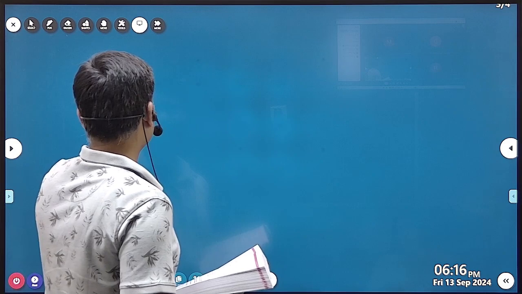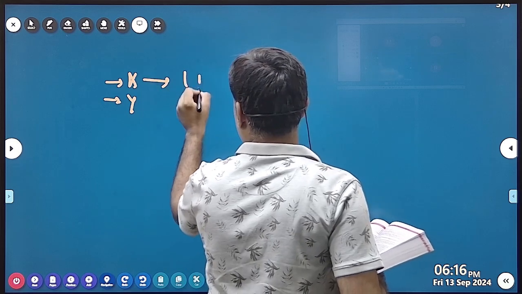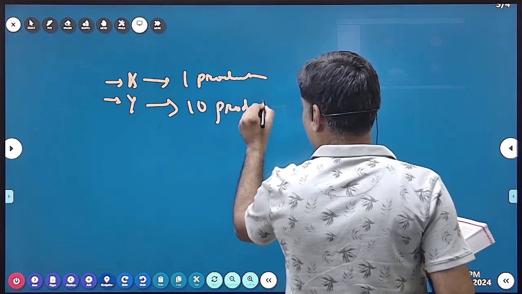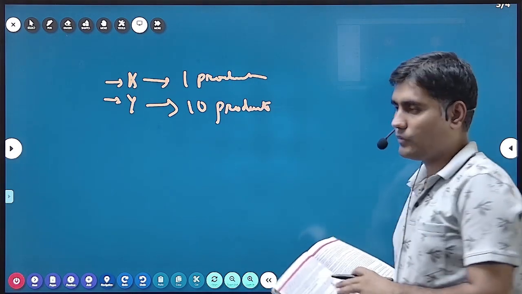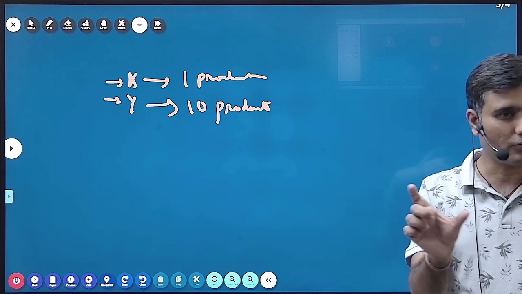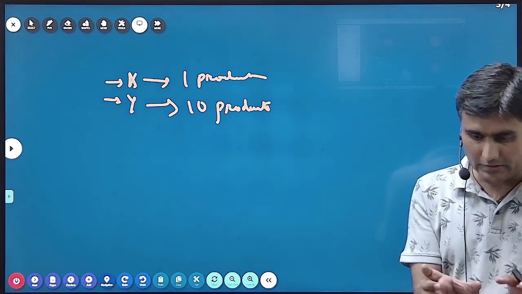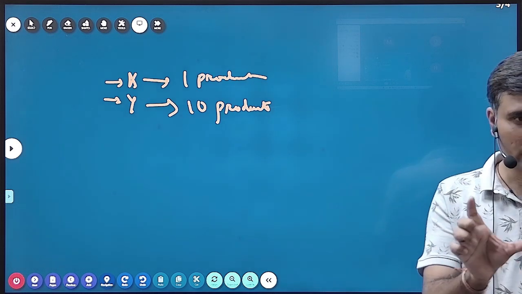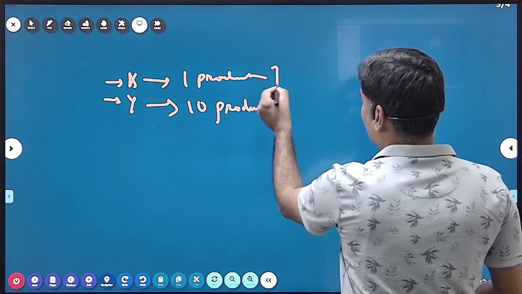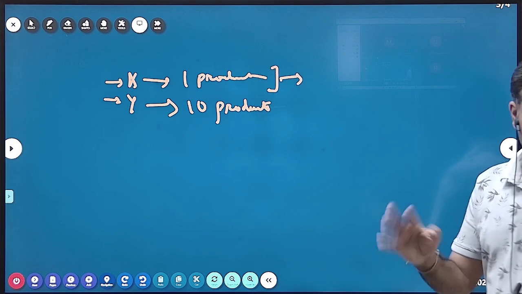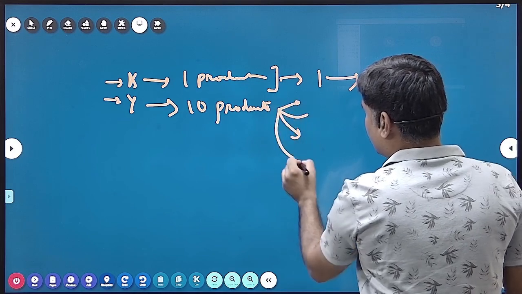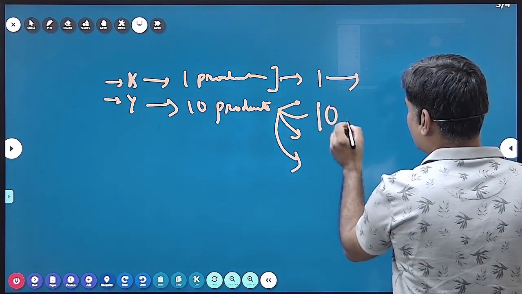There are two factories, factory X and factory Y. Factory X manufactures only one product. Factory Y manufactures 10 products. One product means, say, the design of a Lux soap and the design of a Vivel soap are not the same, right? They have different designs, so they need different molds to manufacture Lux and Vivel. If it is manufacturing only one product, it does not have to set up the mold again and again. Only one time setup, then it can run for the entire month. But if it manufactures 10 products, how many times does it have to set up the mold? 10 times.